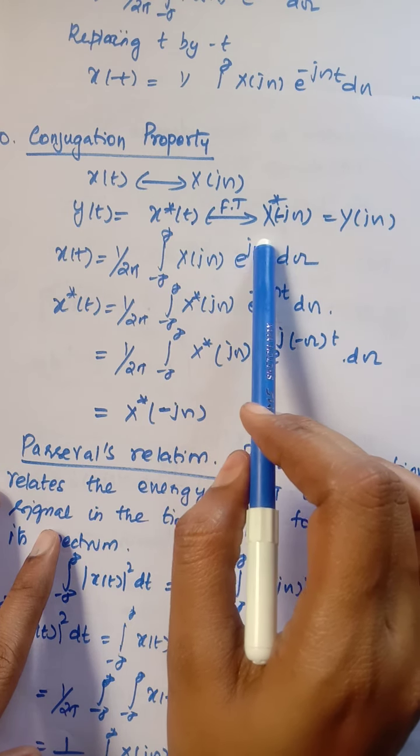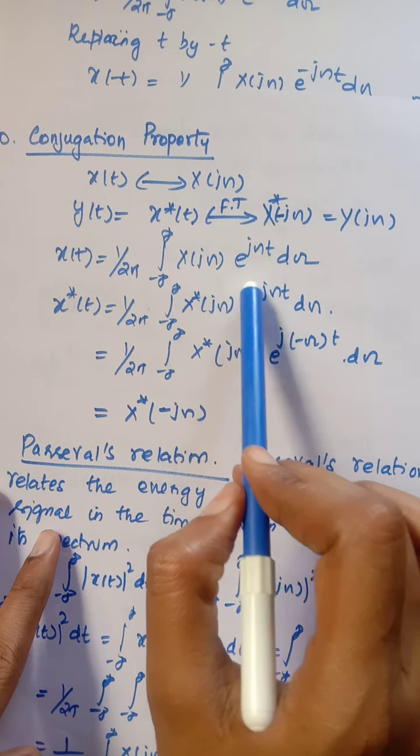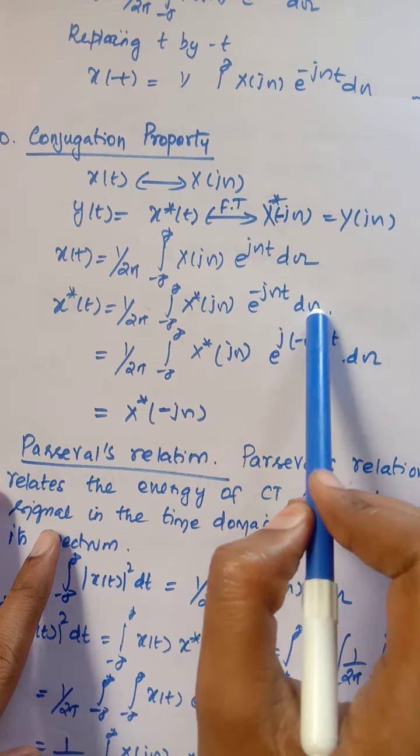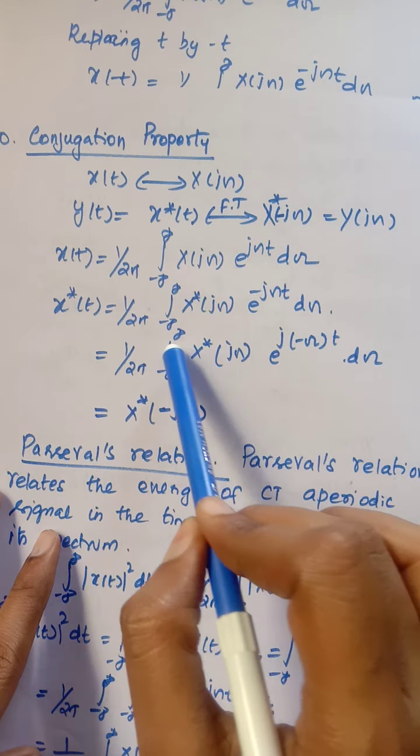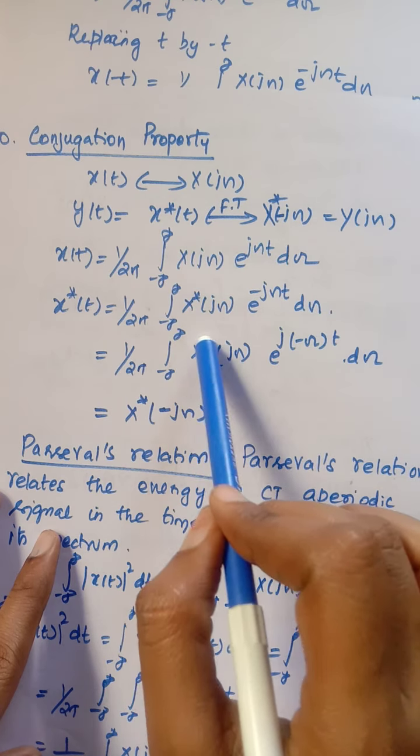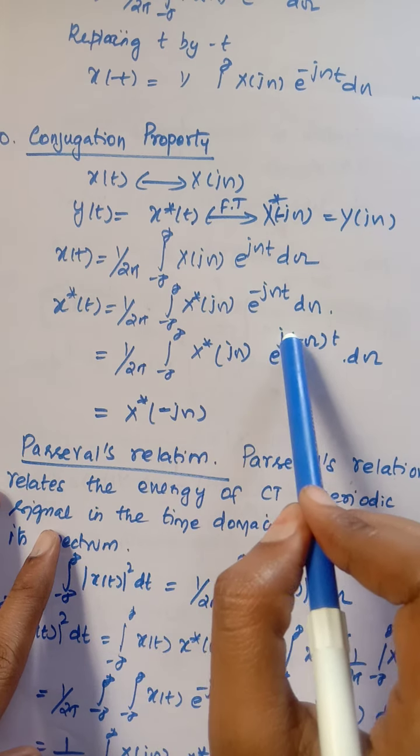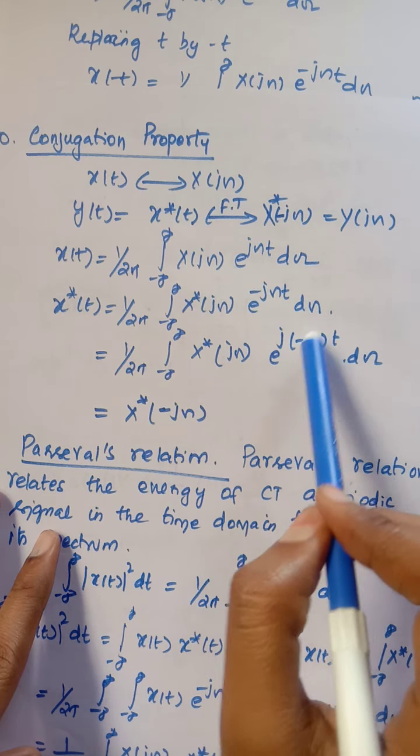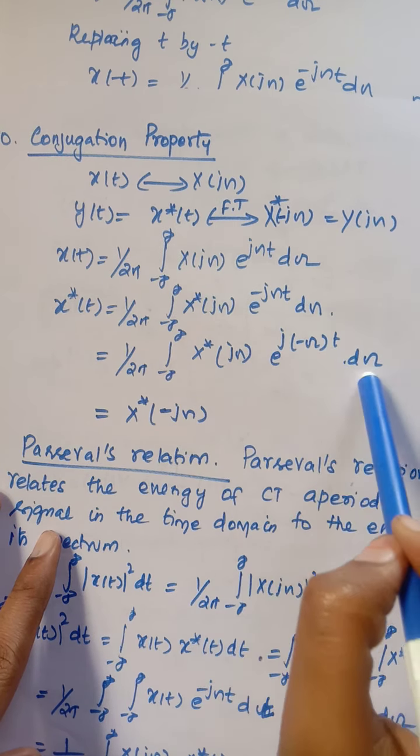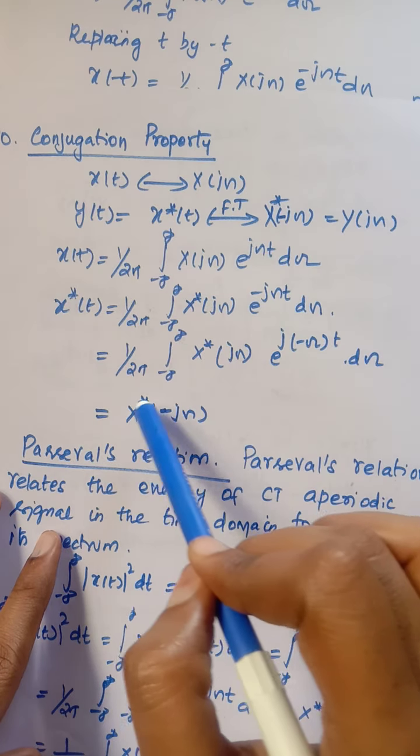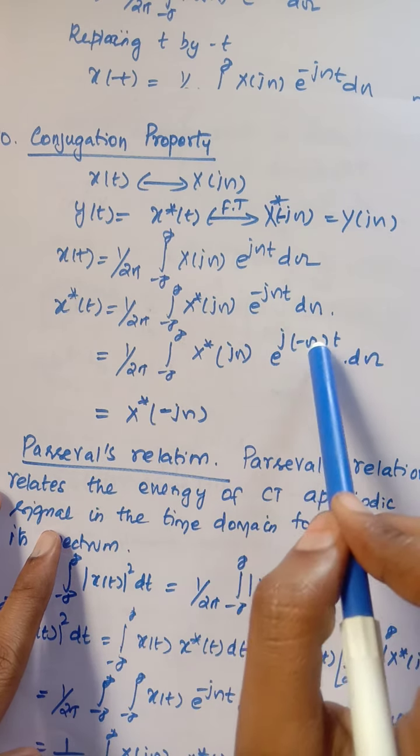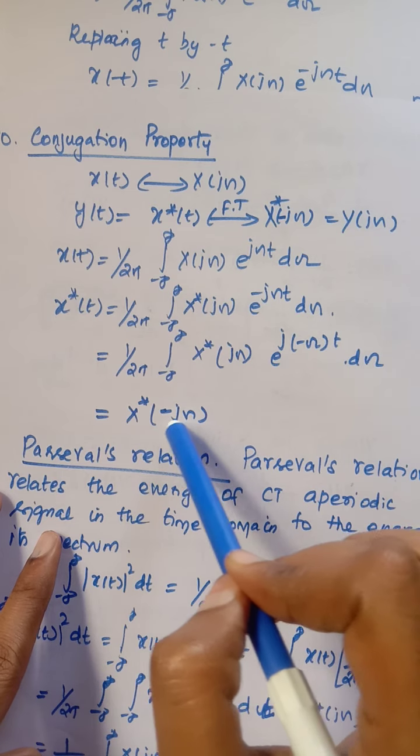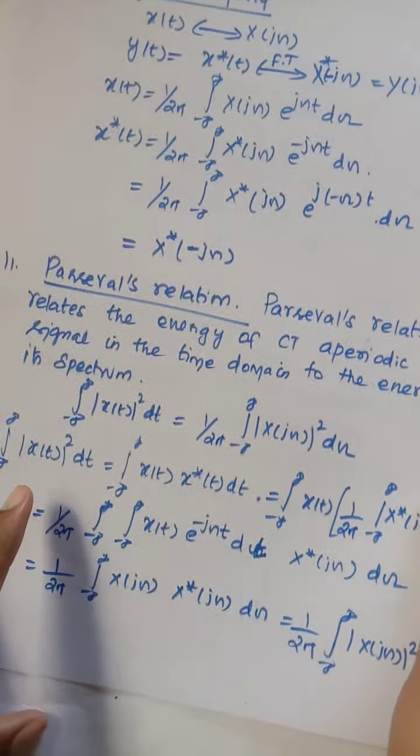This is a complex term, so you will get e power minus j ohm t d ohm. So 1 by 2 pi integral minus infinity to infinity x conjugate of j ohm e power j ohm t d ohm. The remaining term can be combined. In order to apply this formula to x conjugate, what you are having for ohm is minus ohm, so minus j ohm here we are having.